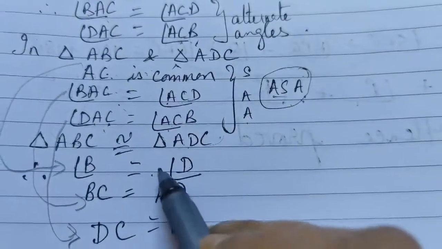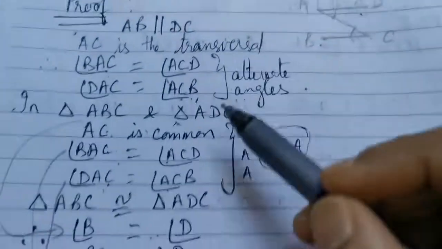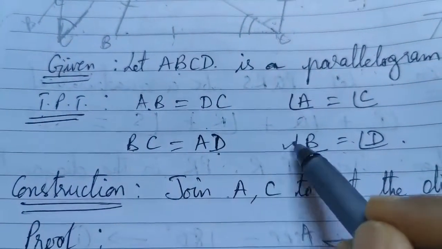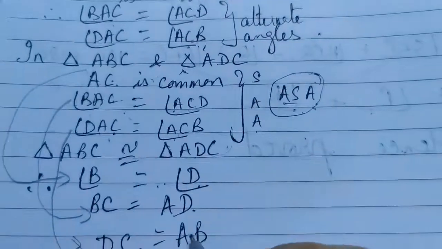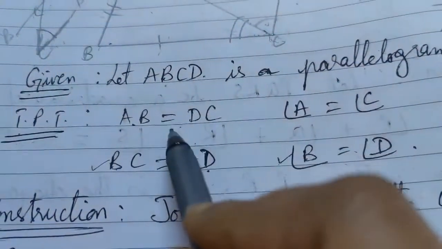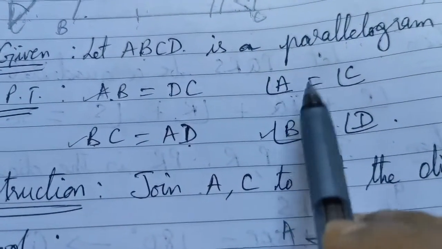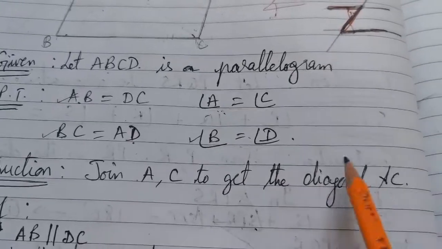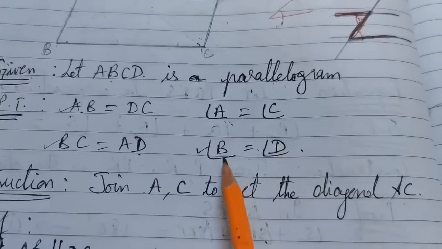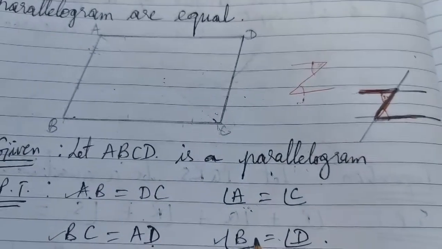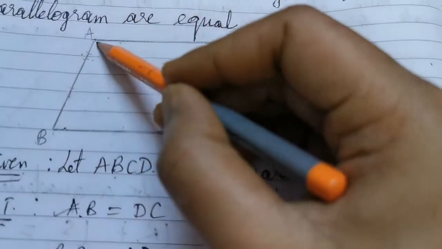Now angle B is equal to angle D is proved. BC is equal to AD, we proved this, and we proved DC is equal to AB. We proved this. Now to prove this, we will have to take the other diagonal, because to prove angle B is equal to angle D, we joined AC.